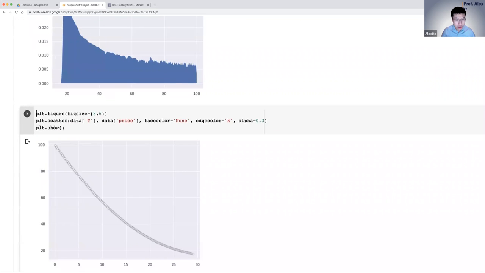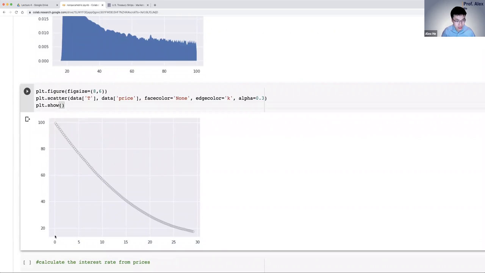Okay, and we can also plot that relationship over time. So you can do price as a function of t. So t goes all the way from 0 to 30 years. And the price is very close to 100 at the beginning, and then it declines over time. Okay, so this is a pretty monotonically decreasing function, right? So as time goes by, if you get that $100 at a farther away time point, then that value goes down.